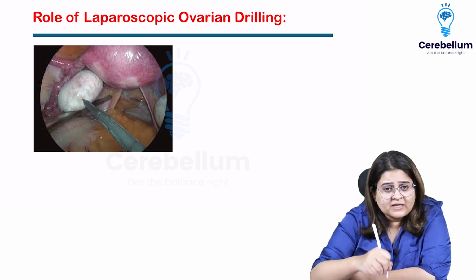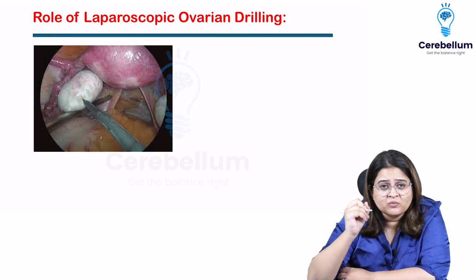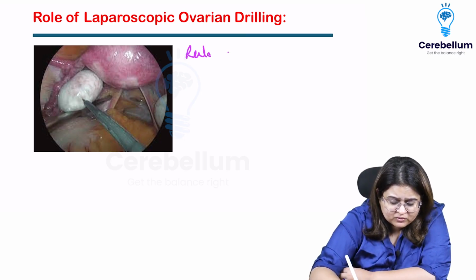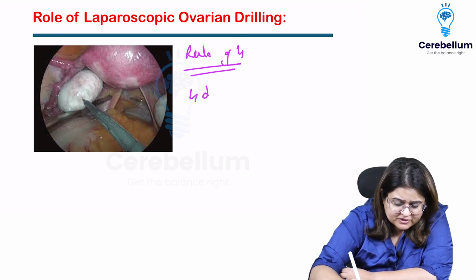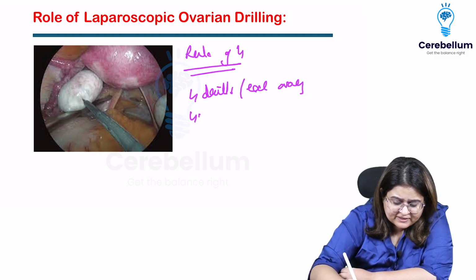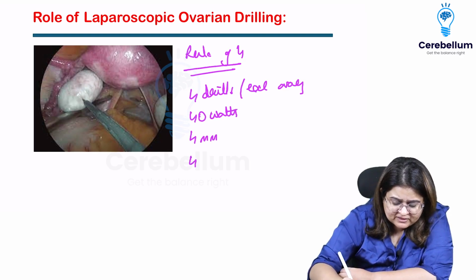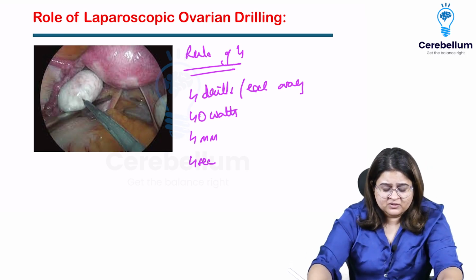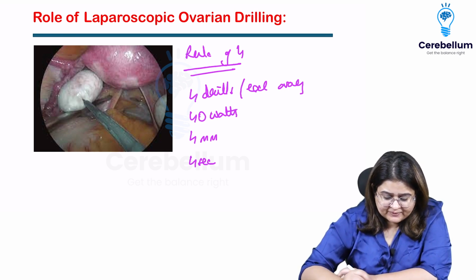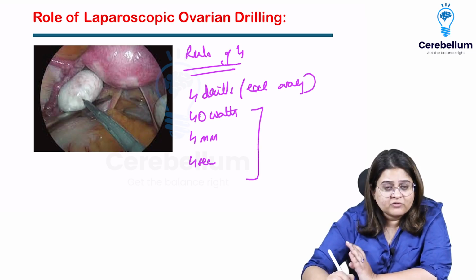This is an image showing laparoscopic ovarian drilling. What is done is that drills are made using a monopolar electrocautery in both the ovaries. So we follow the rule of 4 here. 4 drills are made in each ovary at an energy source of 40 watts to a depth of 4 millimeter, lasting for 4 seconds. So in each ovary, you're going to make 4 drills using this rule of 4.